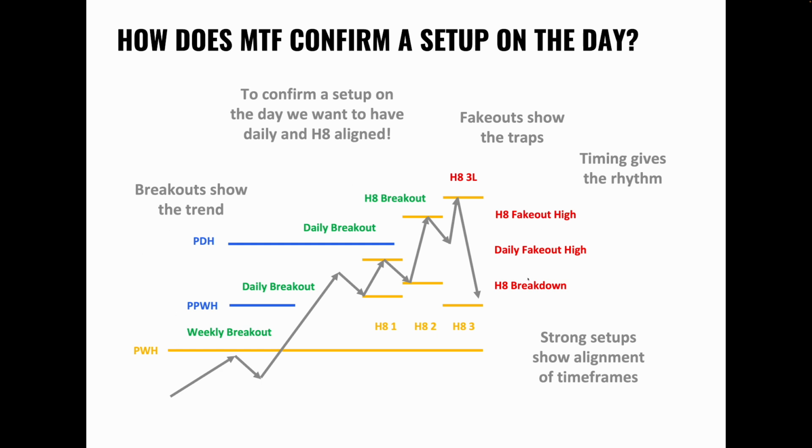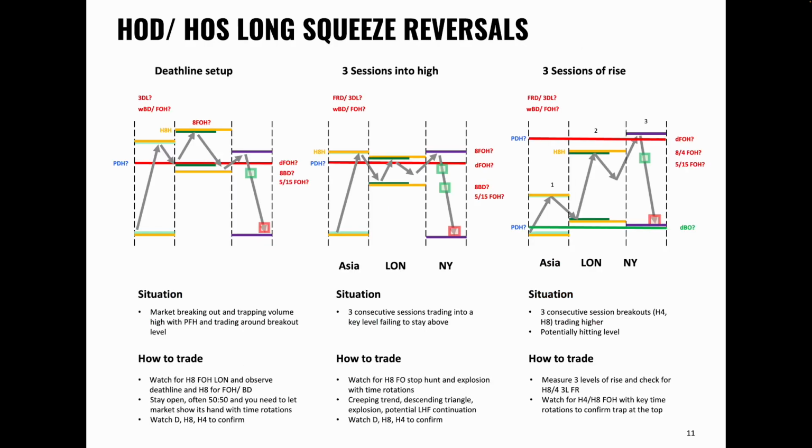It's the same logic we discussed last time, but now we are really driving this down to the setup on the day, to the sessions, and to the 8 hour. And we will now dive deeply into the different setups. So now I have 6 setups. The only one that I don't discuss with you is the parabolic reversal, because I wouldn't recommend it to anyone. It's a real expert setup, and I will stick now to the other ones. So these 3 are high of day, high of session, and long squeeze reversals, as we just discussed. The Deathline setup is the first one.